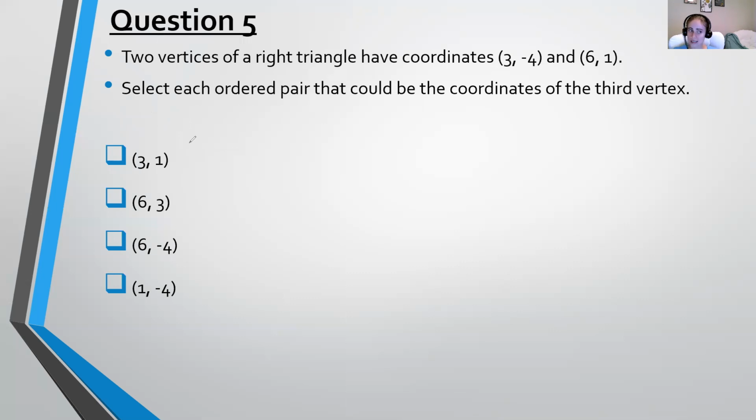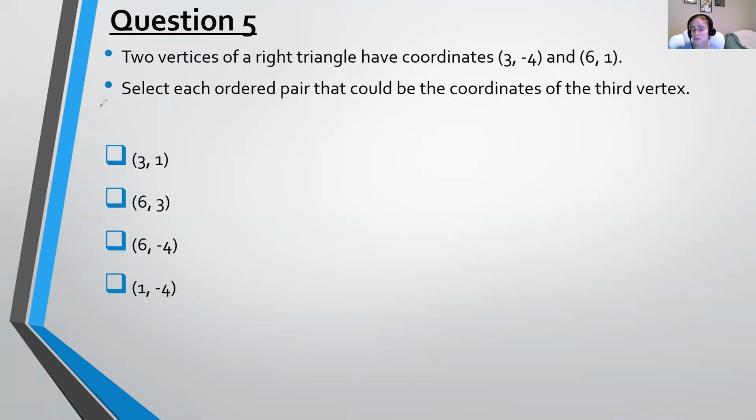Okay, before I start this, sorry, this is like question number 5. Two vertices. So vertices are your endpoints of a triangle. Have coordinates 3, -4, and 6, 1. Select each ordered pair that could be the coordinates of the third vertex. Well, if we think back to that problem we did, remember how when you have 2 points, you could make the triangle above or below? That's why this is a select all that apply, because we could create 2 different triangles.